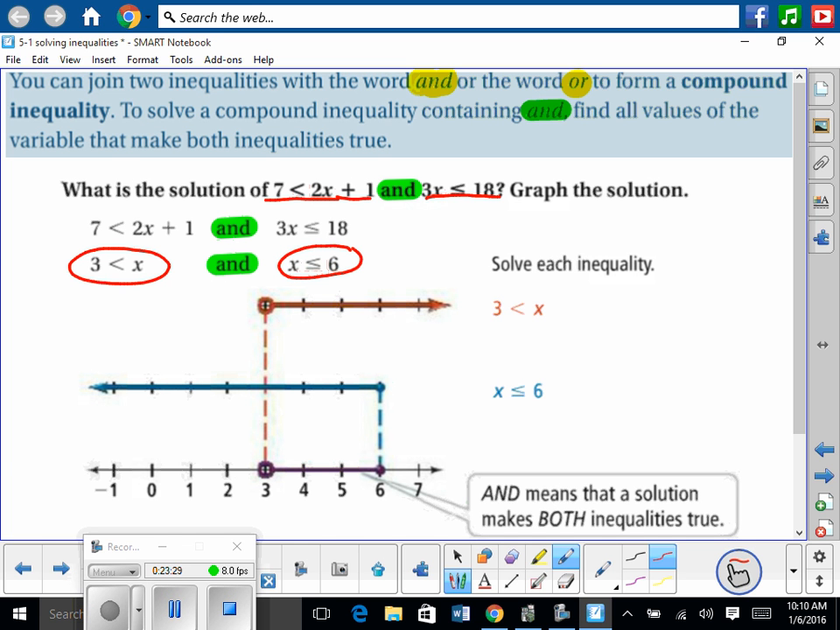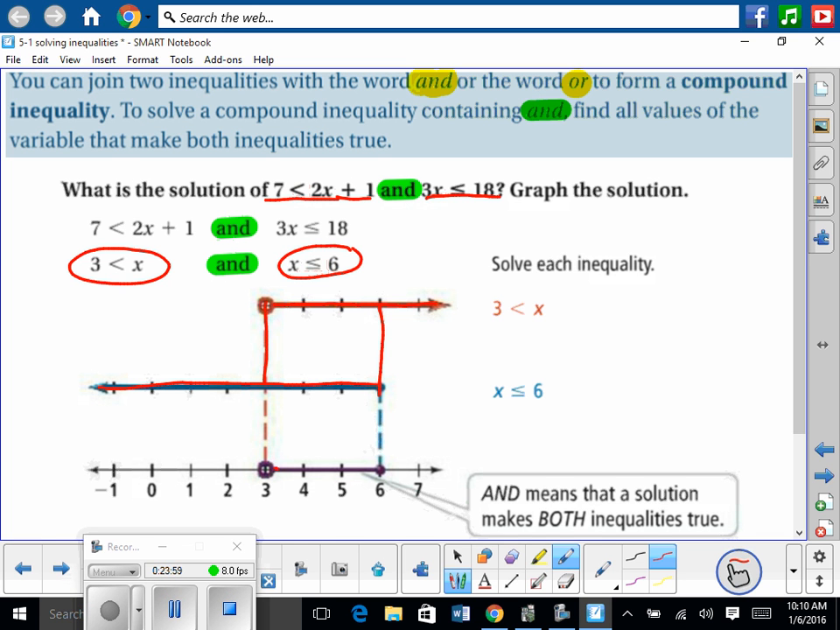So I graph each of those. I graph x is greater than 3, which is right here. Then I graph x is less than or equal to 6. Now we only want where those two places intersect. Do you see how right here is where they intersect? Where they're crossing. Are we all good?